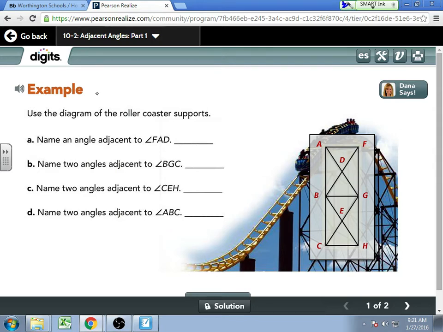Remember, the middle letter always tells you where the vertex is. So I'm at this vertex. I start at F, go to A, and go to D. So I'm this arc right here. I like to color in the arc so I can see it. So if we look for an angle that's adjacent to that, does anyone know it?